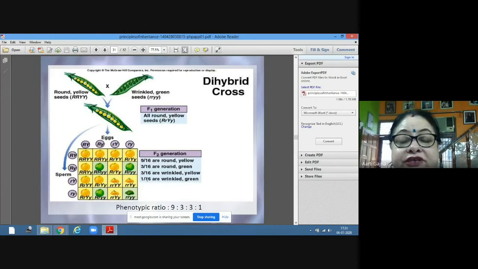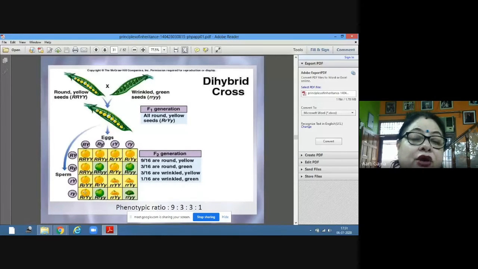Now 3 out of 16 are wrinkled and yellow. Yellow is dominant, but wrinkled is recessive, which has come with the yellow. And 1 out of 16 is totally recessive, wrinkled as well as green. Both are recessive characteristics. Understood? So this is the ratio which we got in the F2 generation. 9 out of 16 were round and yellow, 3 out of 16 are round and green, 3 out of 16 are wrinkled and yellow, 1 out of 16 are wrinkled and green.